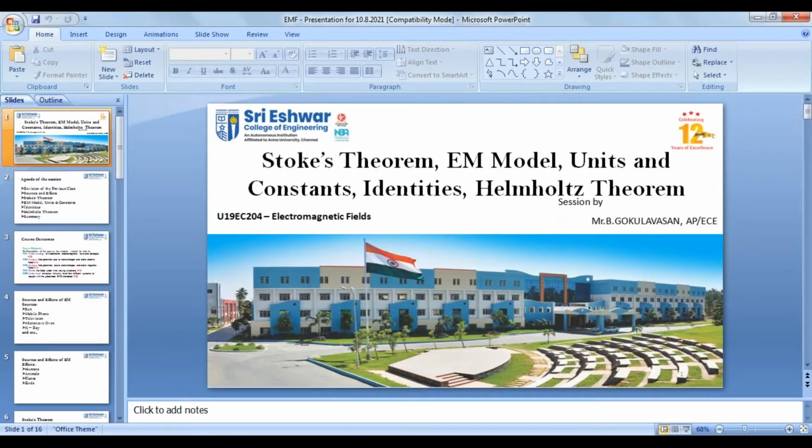Today we are covering the next topics in module 1. I think today or by tomorrow we will complete our first module. The left-out portions are Stokes theorem, the EM model, meaning the electromagnetic model, then units and constants, then identities, and finally the Helmholtz theorem. We will cover these topics one by one because they are all simple topics.